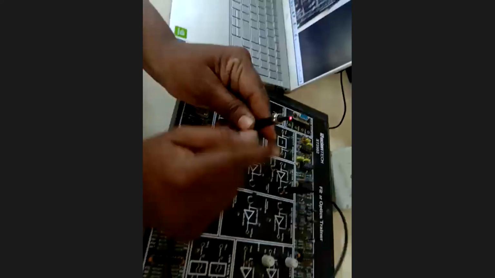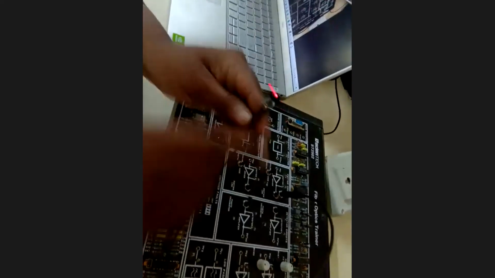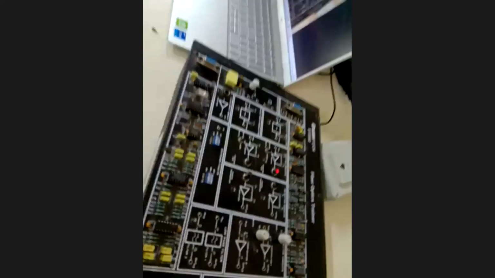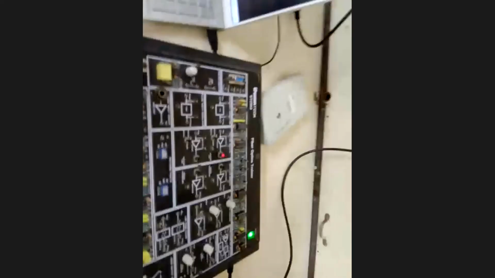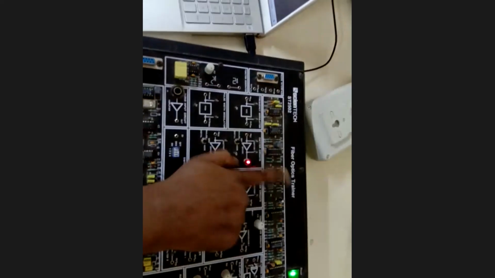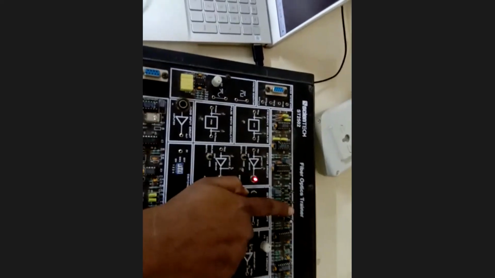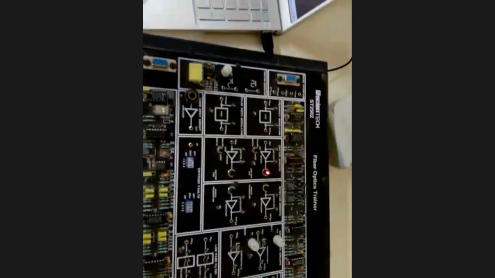This is optical fiber. Now see, here is the kit. I will show you that kit. So on this kit, if you see here, it is written fiber optic trainer. This is the fiber optic trainer kit on which we have to perform the experiments.